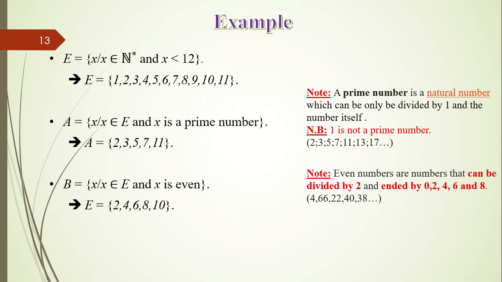Note, even numbers are numbers that can be divided by 2 and end with 0, 2, 4, 6, and 8. Example: 4, 66, 22, 40, 38.